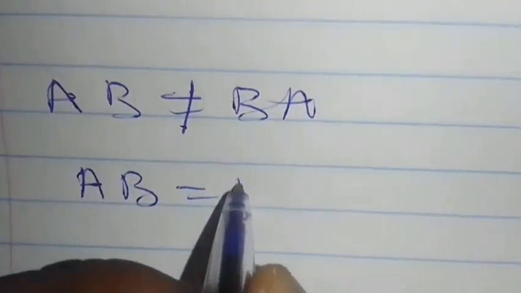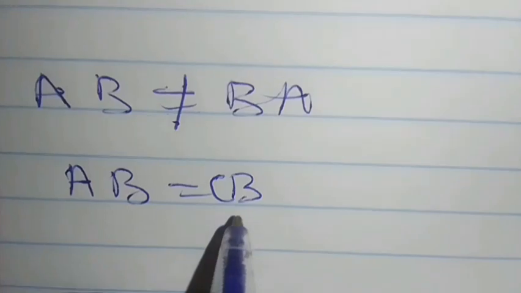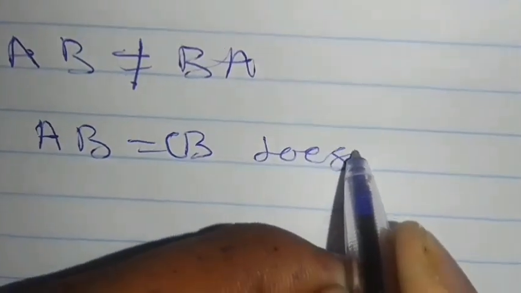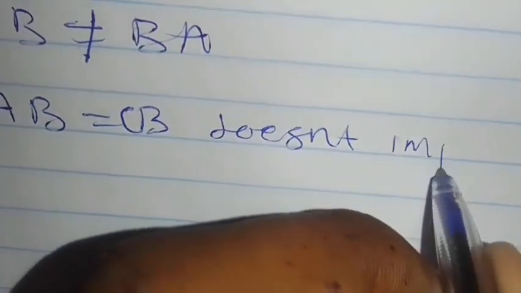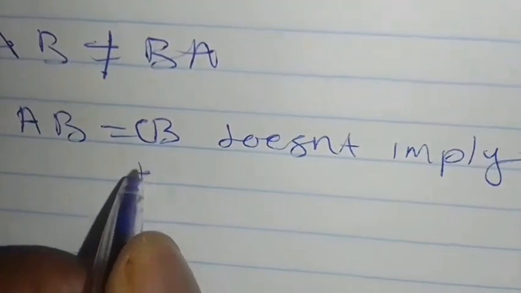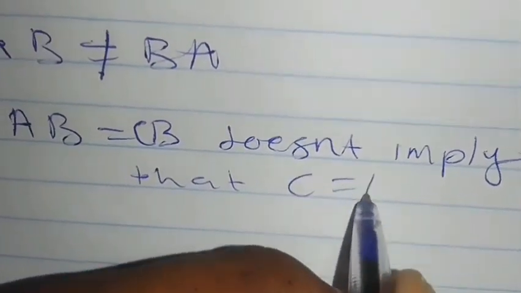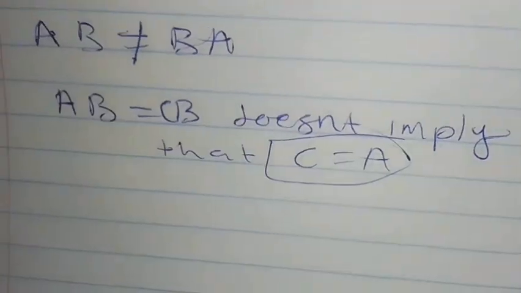Okay, so now what about multiplying two matrices? Another thing I like to mention is that AB is not the same as BA on matrices. It's just not the same, so you have to be careful. And just because you have AB equals CB or anything like that, this doesn't imply that C equals A or A equals C. It doesn't necessarily mean that.